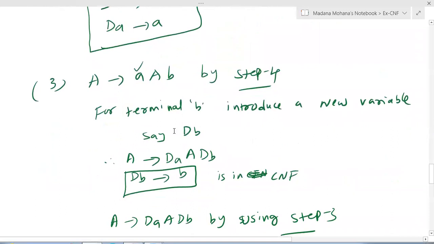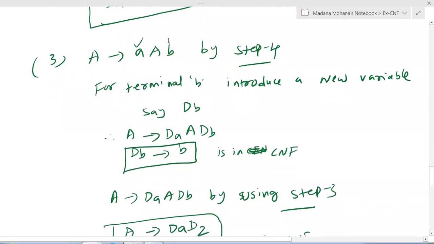Then coming to the other non-CNF productions, that is the A productions. A derives terminal a, variable A, terminal b. Now for terminal a, you already introduced a variable in the above step. Same you can substitute. But for terminal b, you can introduce a new variable. Let us say D suffix B. You can substitute. Now A derives DA, A, DB, which is not in the required form. Here, DB derives b. It is in the required form.